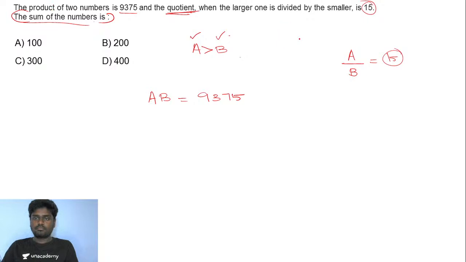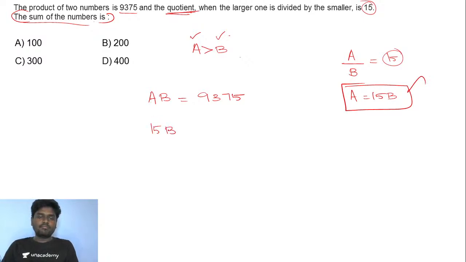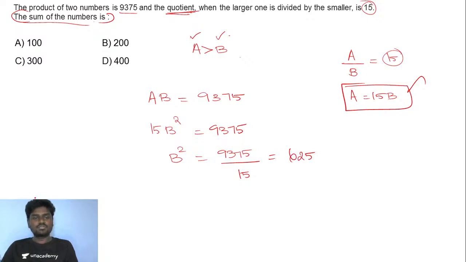So can I say A is equal to 15B? And if I substitute it here, I'll be getting 15B into B, which gives me B square is equal to 9,375. And B square will ultimately give me 9,375 by 15. That's going to be 625. It's exactly 625. And if I take the square root of 625, this gives me 25.